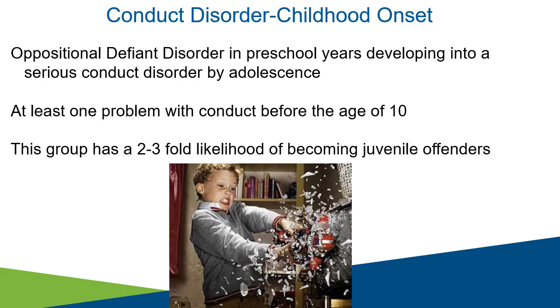Now these next few slides are just kind of contrasting how conduct disorder presenting in childhood differs from it presenting in adolescence. So if it presents in childhood, there's a more likely chance of this person having a poor prognosis and becoming a juvenile offender.